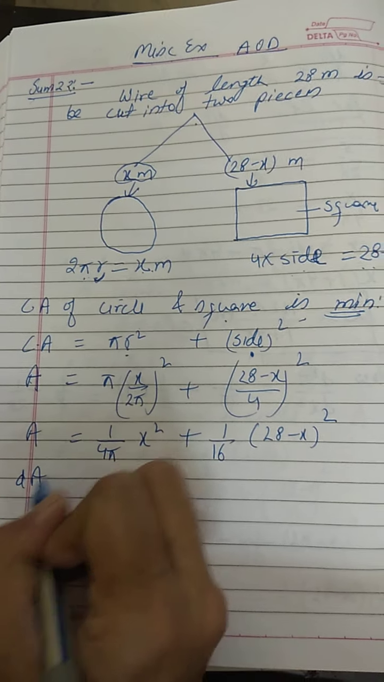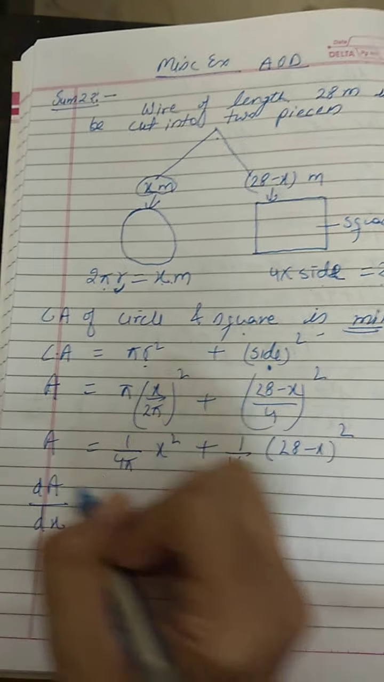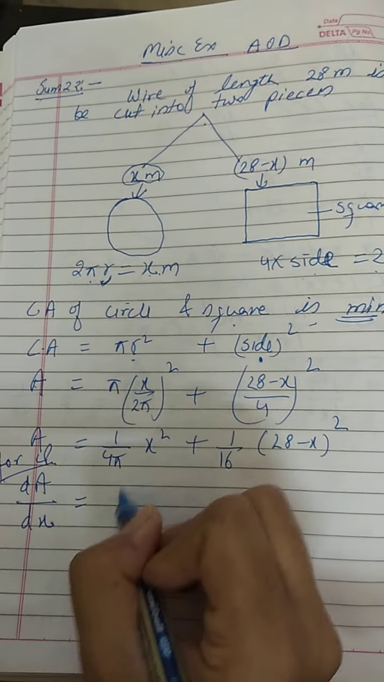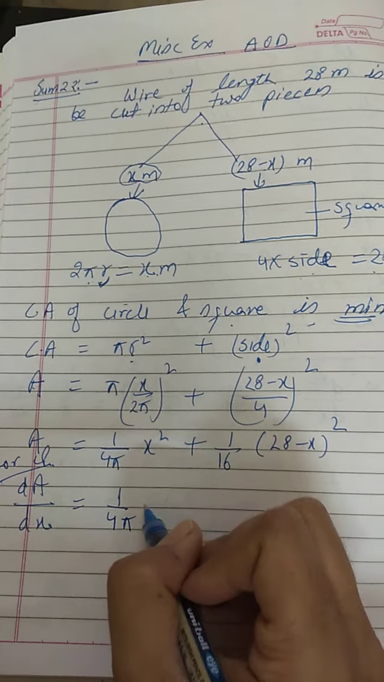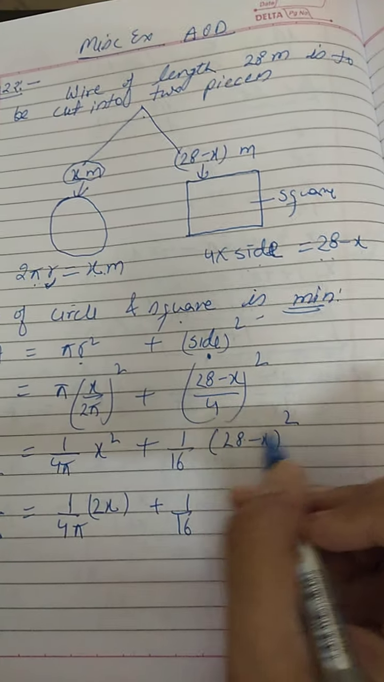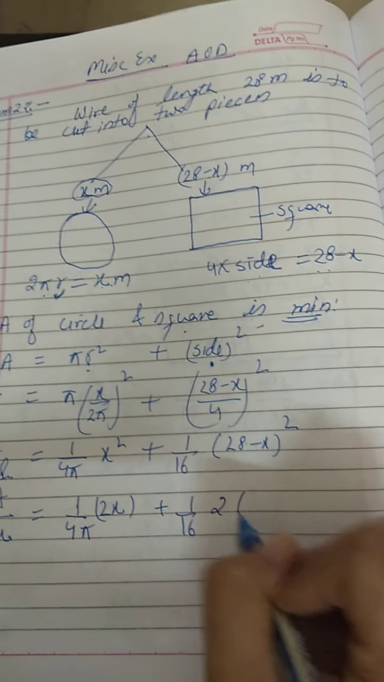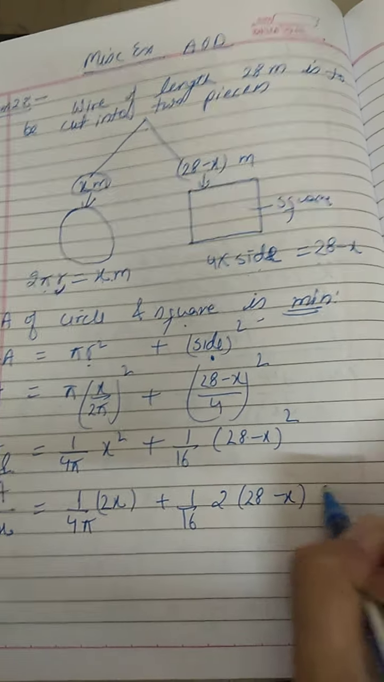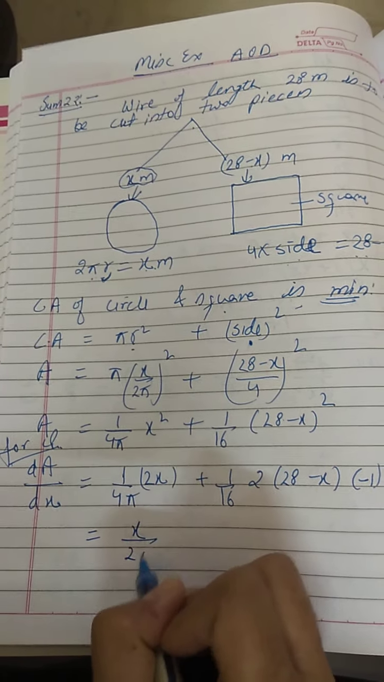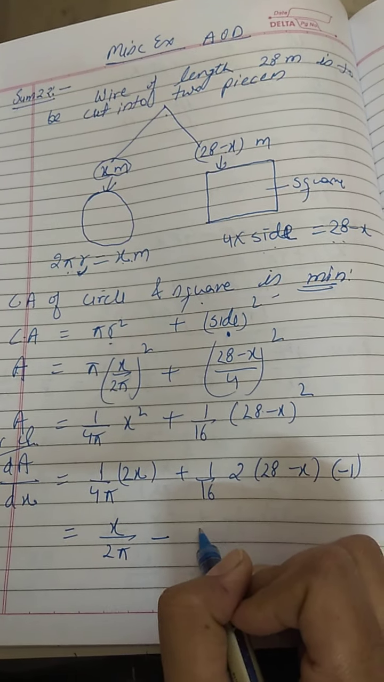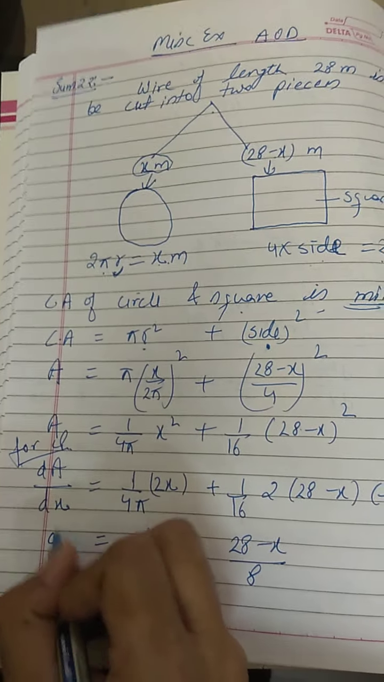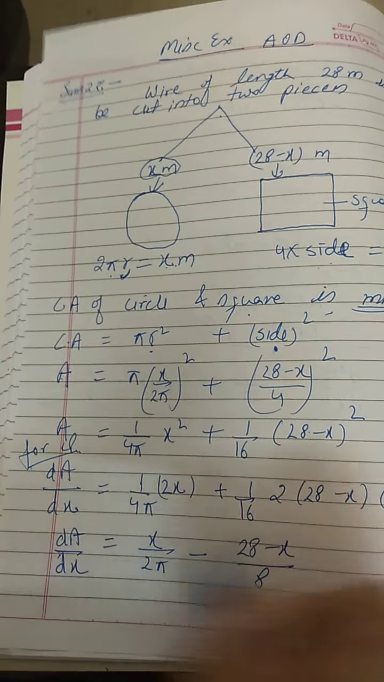So let us differentiate this function with respect to x, for the critical point. 1 by 4 pi will remain as such. The derivative of x square is 2x. Similarly, 1 by 16 is constant. When we differentiate this, the power will come in front and we reduce the power, into the derivative. So it will be x upon 2 pi minus 28 minus x by 8. So this is our dA upon dx.